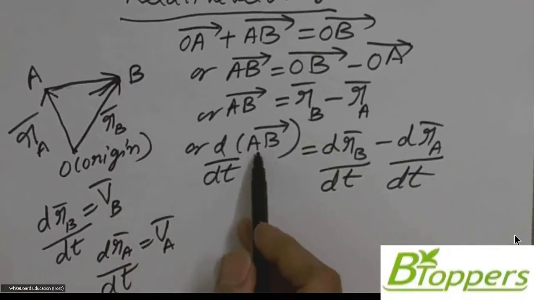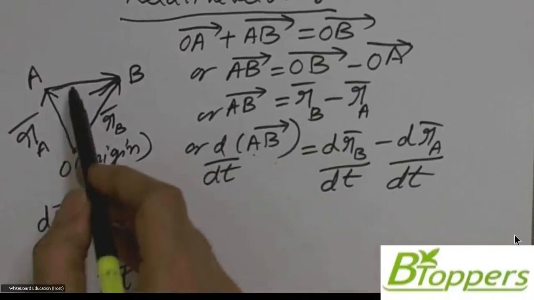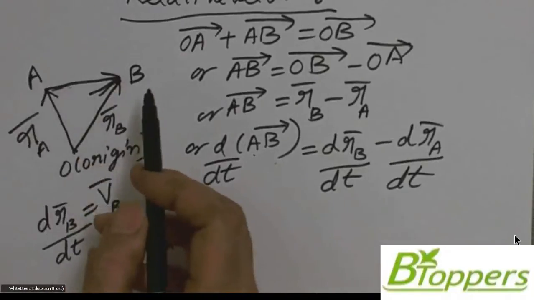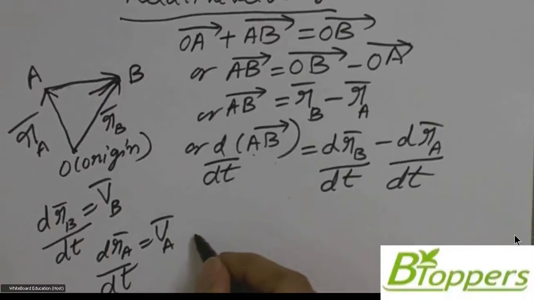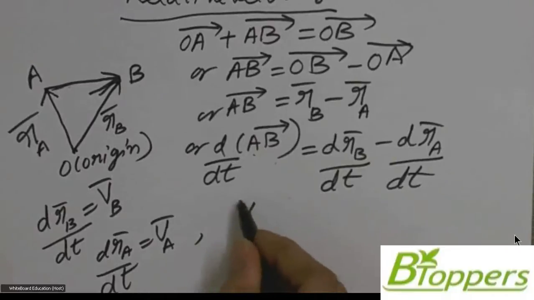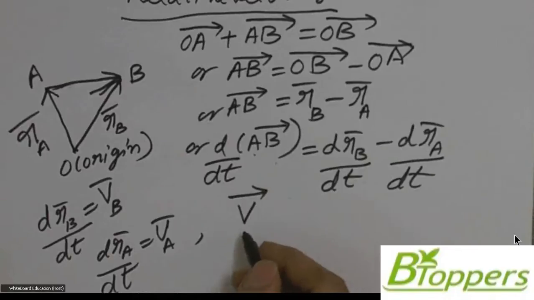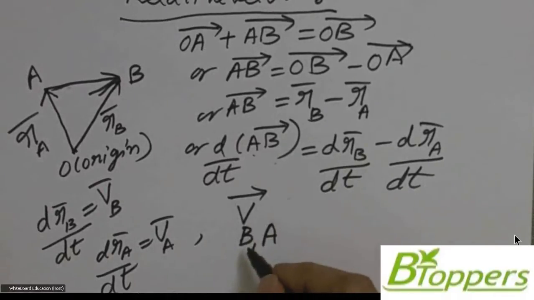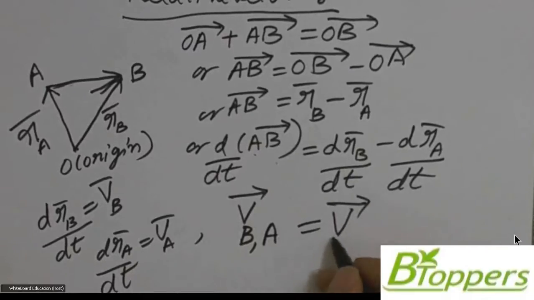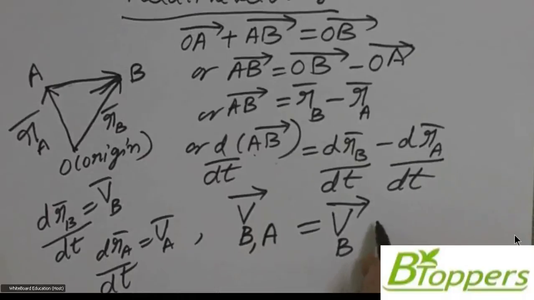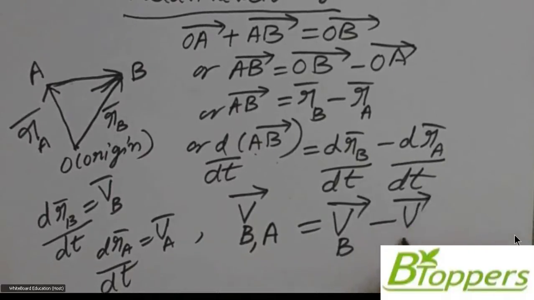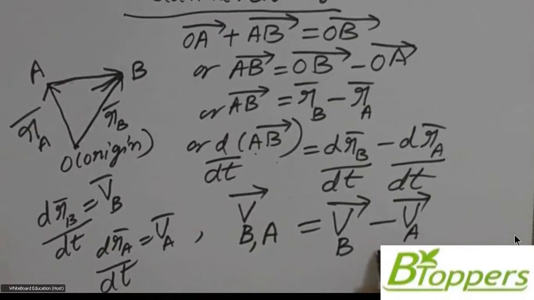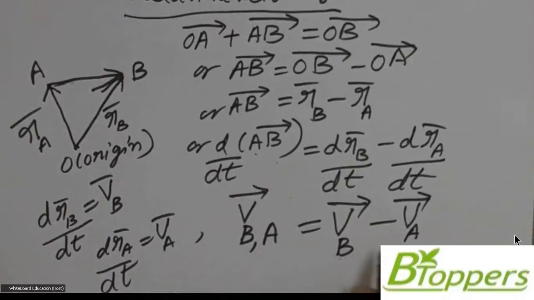The left hand side, d by dt of AB bar, gives the rate of change of position of the particle B relative to the particle A. That gives you the relative velocity of the particle B with respect to the particle A. So mathematically, the relative velocity of the particle B with respect to the particle A, denoted by V bar subscript B comma A, or sometimes V bar subscript BA, is equal to the vector difference of the actual velocity of the particle B and the actual velocity of the particle A.